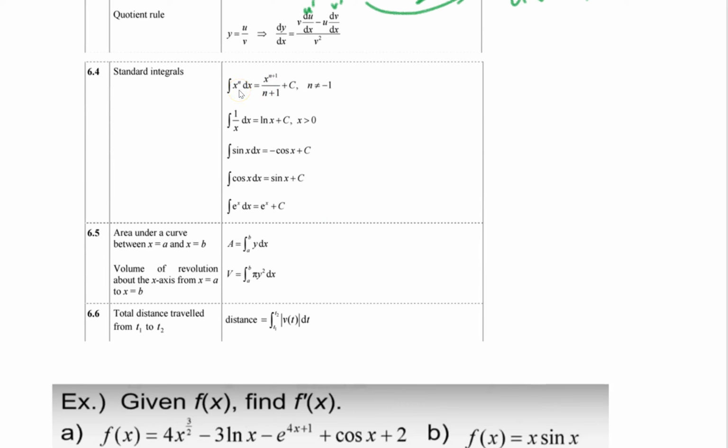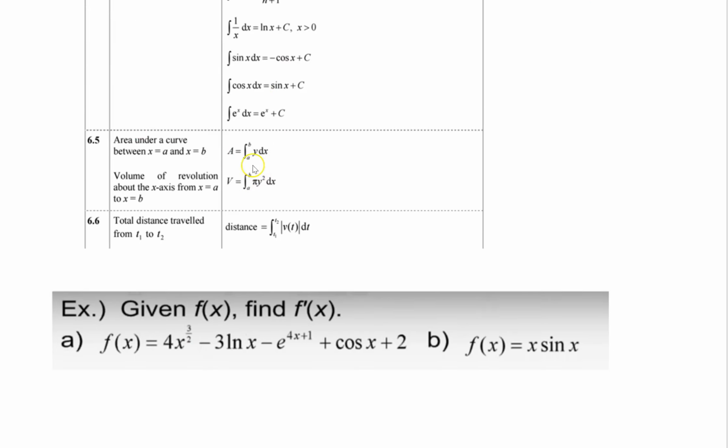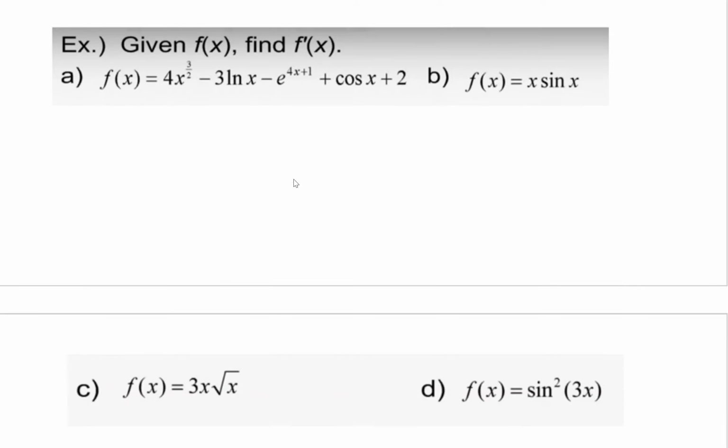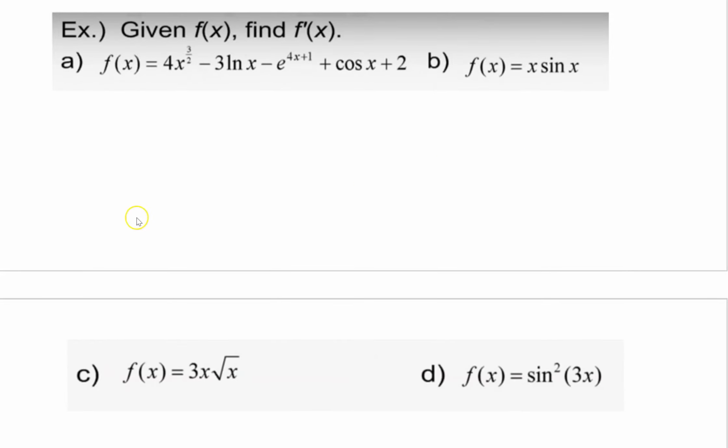Now there's fewer of these. There's no product or quotient. It's all these basic rules and then the u sub. Then if you want area underneath the curve, the volume, and then the total distance traveled from here. So those are all the formulas they're going to give you. We'll use a lot more of these next time. But for now, let's talk about some basic derivatives.